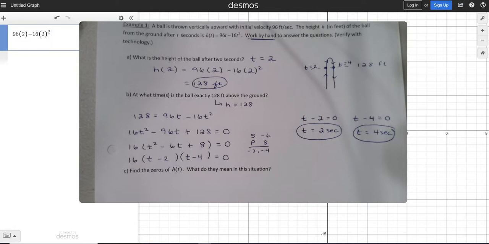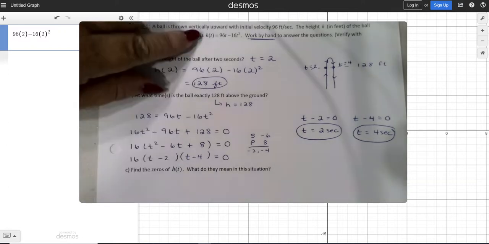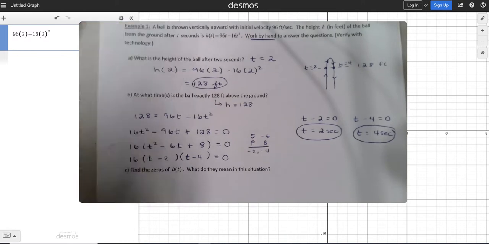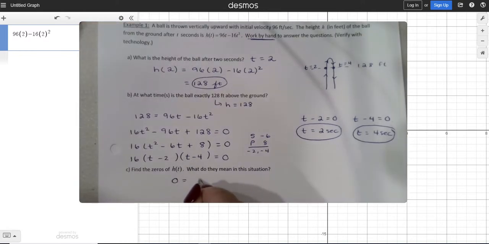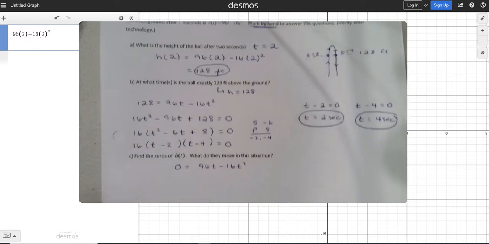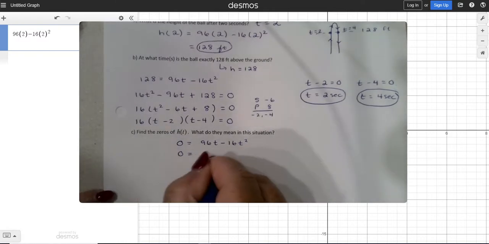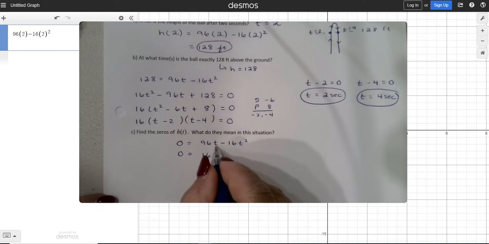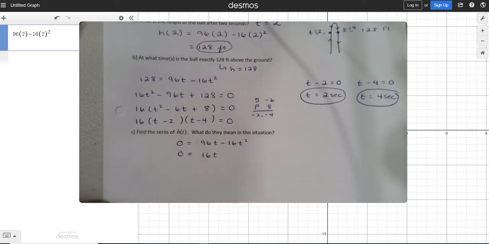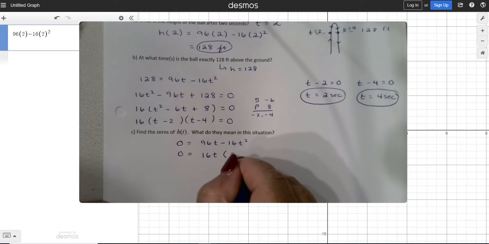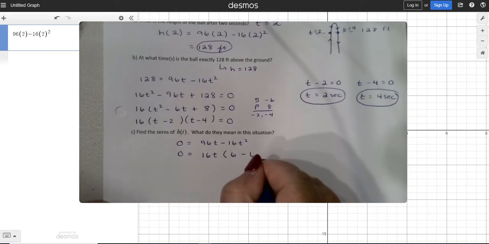All right, the next question was to find the zeros of h of t. Remember, the zeros of the function, you're just finding the values that make the function equal 0. So in this case, I'm putting the function h of t itself equal to 0. And I think I'll try to solve this one by factoring as well. We already know we can factor out a 16. And then in this case, I can factor out t also. It's going to give me a 6 there, minus 1t there.